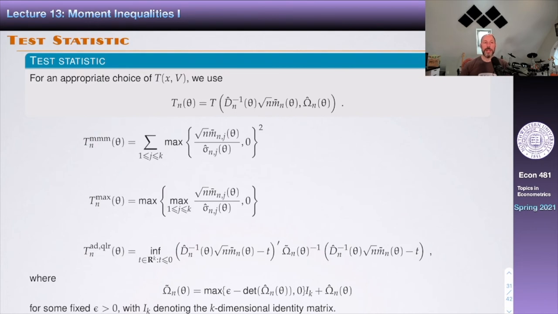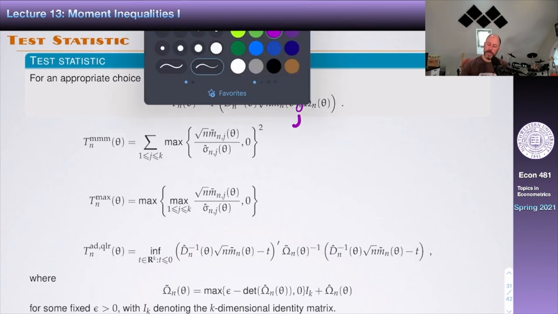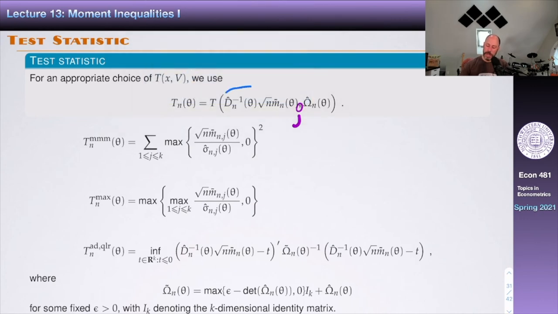So, test statistic. What is going to be a test statistic? A test statistic is going to be a function of two things. I want you to pay attention that there's a comma here. So it's going to be a function of D hat inverse square root n m bar. This is the usual t-test thing, the square root n x bar divided by sigma, okay? It is also a function separately, possibly, of the correlations of the moments, which is this omega hat.